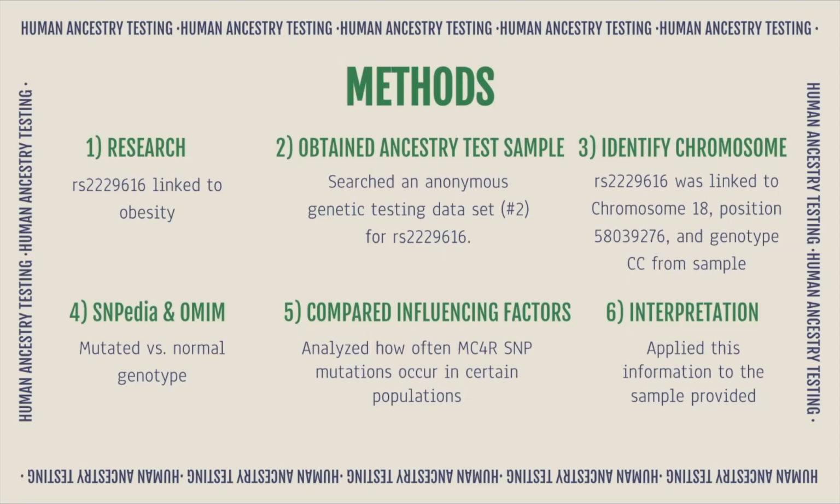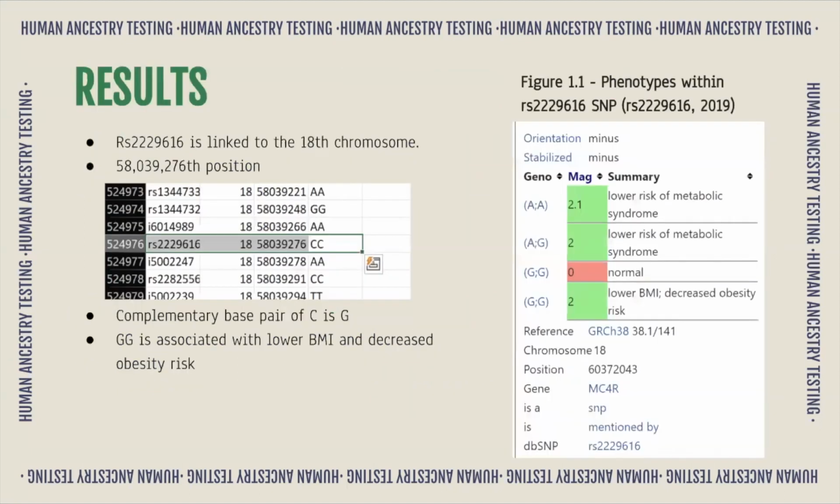Next, we were able to look at a specific study to see if certain populations were more vulnerable to the mutated MC4R gene. After, we were able to give our anonymous donor advice based on their provided sample. The SNP is linked to the 18th chromosome, located on the 58,039,276 position. The nucleotide sequence provided by the donor resulted in a CC genotype, as seen within the dataset.